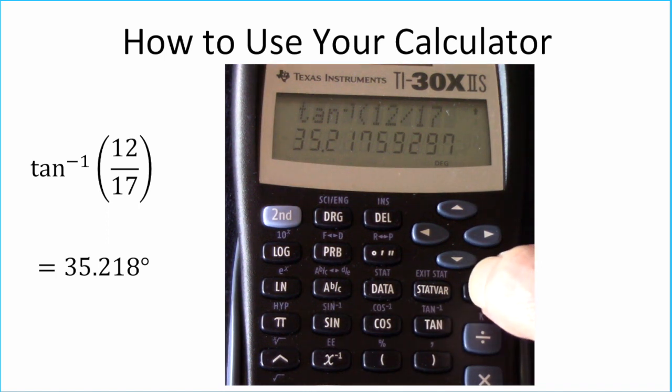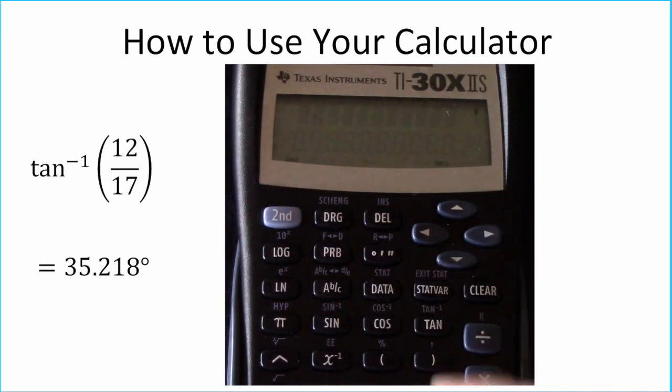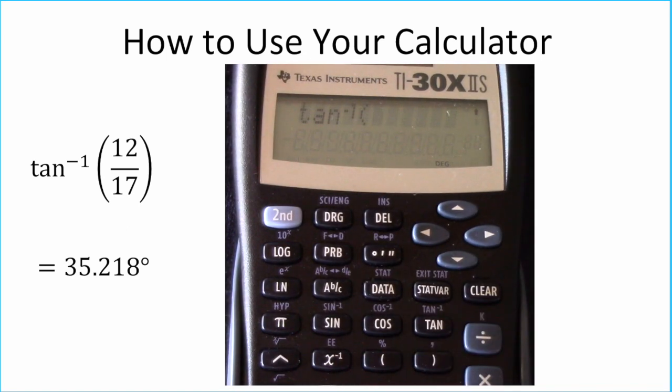Let's take a look at how that works. So I go second tangent, and then I hit 12, hit the fraction button, 17, and that does the same exact thing because it's dividing. So your choice on what button you want to use there.